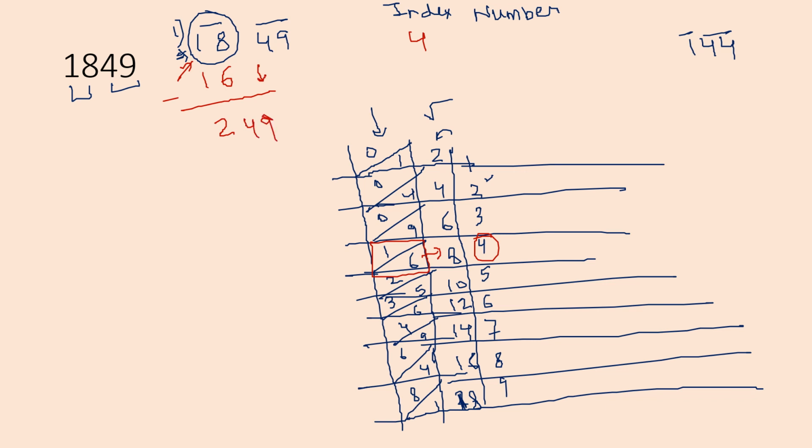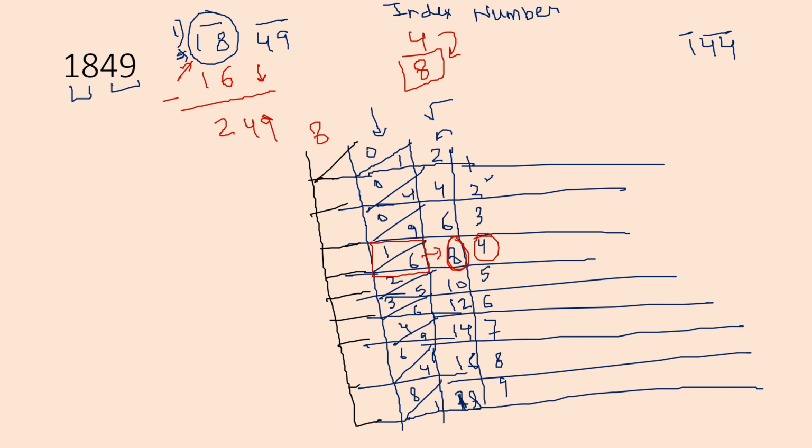Okay, what would be the next number? For that, you have to take the double of this index number. 4 times 2 is 8. Correct? So you have to consider the multiplication table of this digit which you have got, 8. So draw here the multiplication table of 8. Okay? Getting my point?